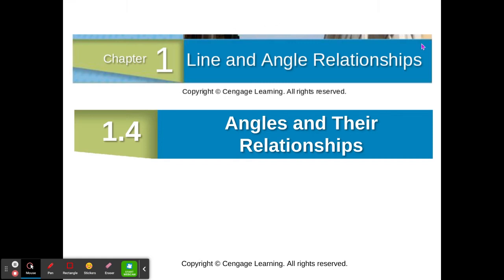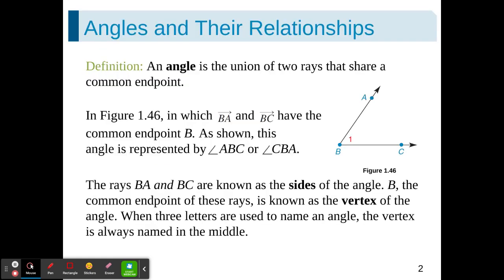All right, section 1.4, angles and their relationships. So rules, definitions, we're just working through them. An angle is the idea that we have a union of two rays. We saw what a ray was in section 1.3.